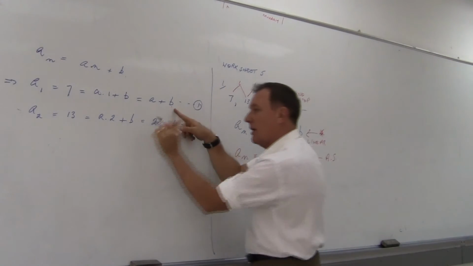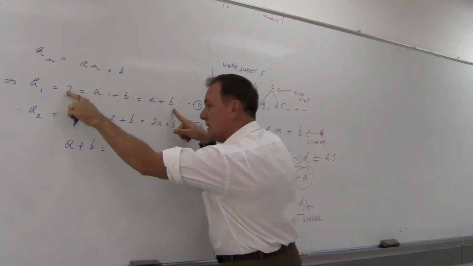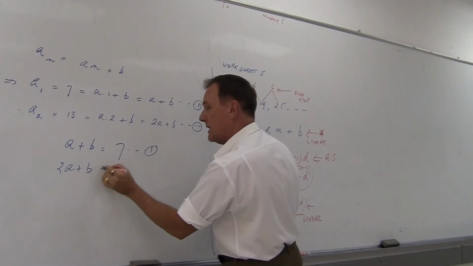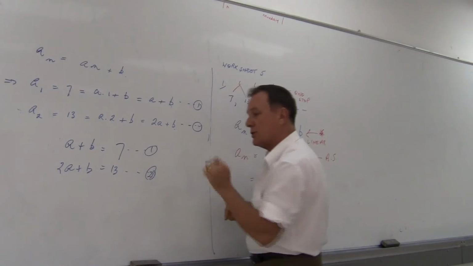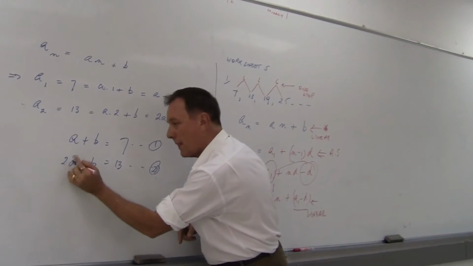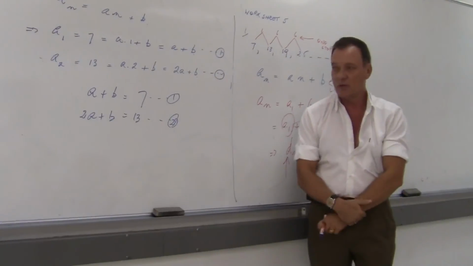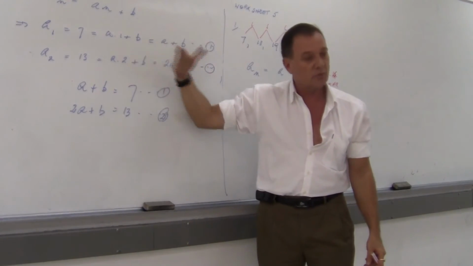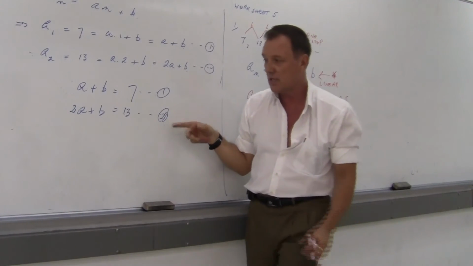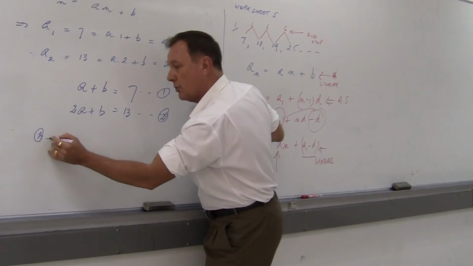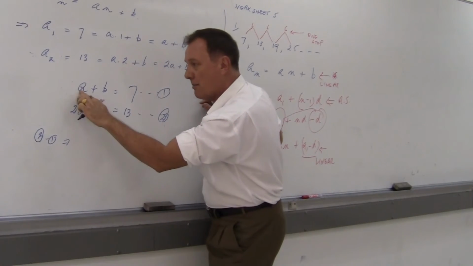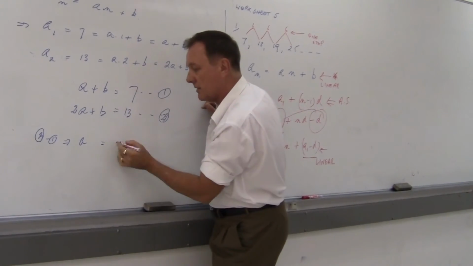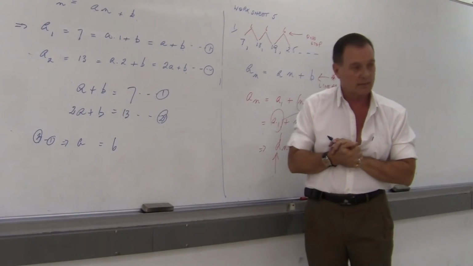And what have we got really? I've got a plus b equals 7. There's number 1, and this one, 2a plus b is equal to 13. That's number 2. Well, see, fortunately the coefficient of the b is 1 in both cases. If I just subtract equation 1 from equation 2, things will start working for us. Here we go. 2 minus 1. 2a minus a. b minus b, 0. 13 minus 7, 6. So we've got a equals 6.